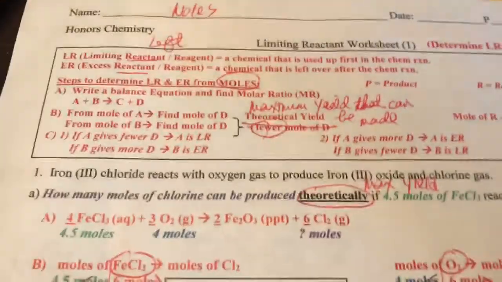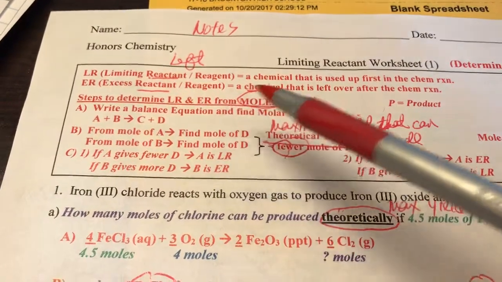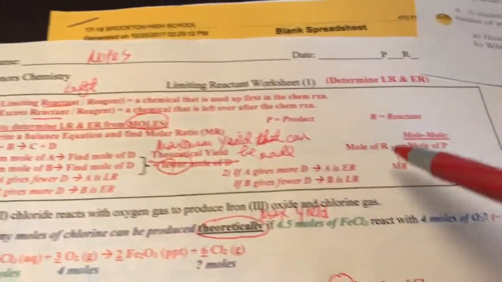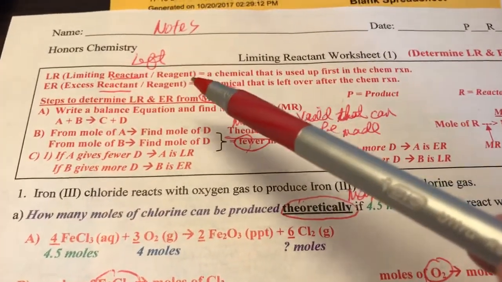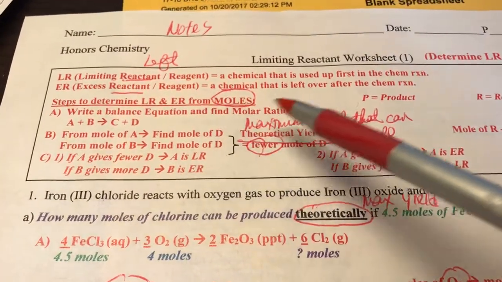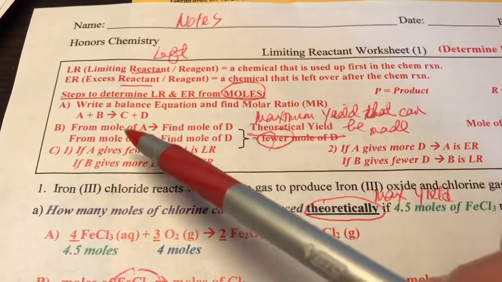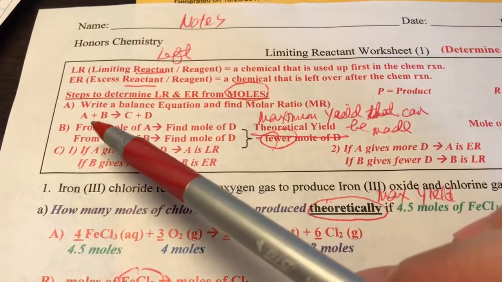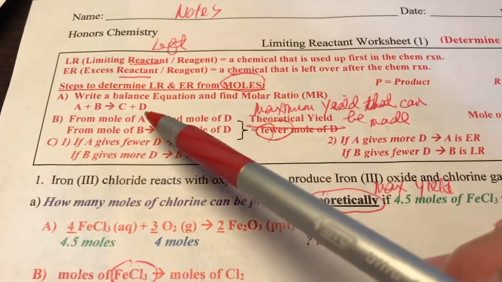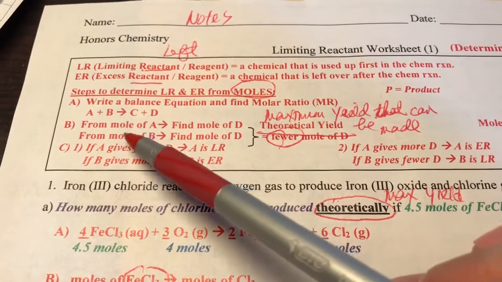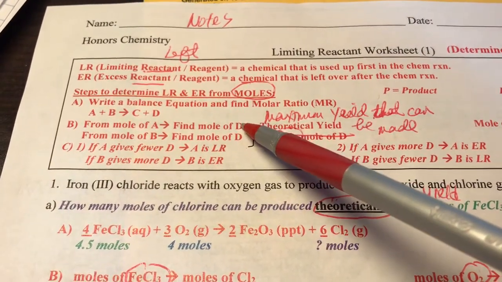Now, this front page of the worksheet is talking about how to find out which one is LR and ER from moles. We're going to use the mole-to-mole relationship. So how do I find out LR and ER? First, write out a balanced equation with the coefficients, and then I can find the molar ratio. Imagine A is the bread, B is the meat, and D is the hamburger. From how many pieces of bread, I can figure out the maximum number of hamburgers I can make.